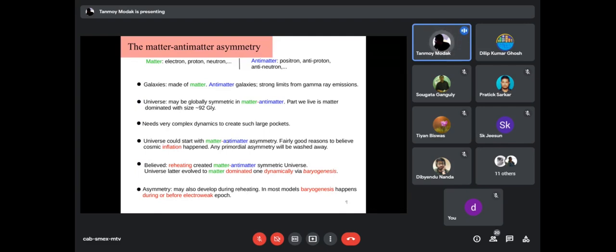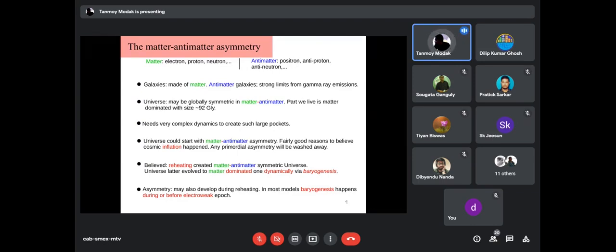Also, universe could start with a matter-antimatter asymmetric way, so that could be the initial condition of the universe. But we have fairly good reasons to believe that cosmic inflation happened. So if universe started during Big Bang with matter-antimatter asymmetry, cosmic inflation will basically exponentially dilute this asymmetry. Any primordial asymmetry that it had, cosmic inflation will basically wash away.